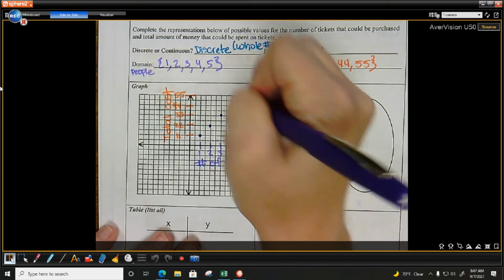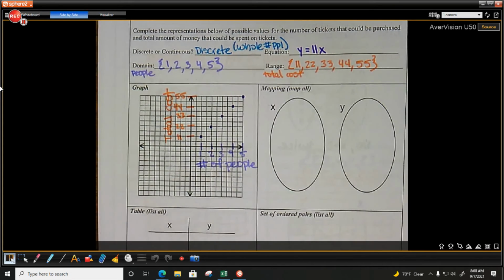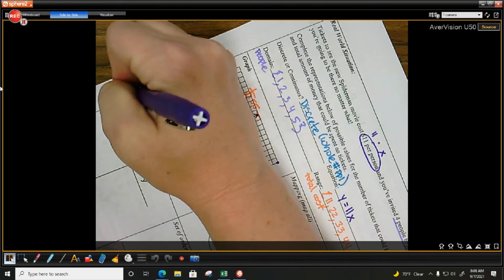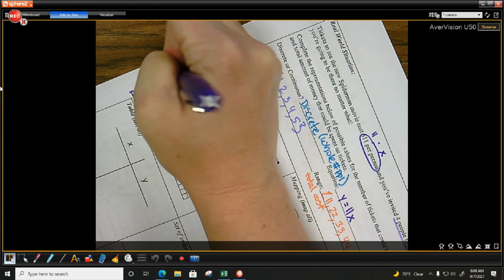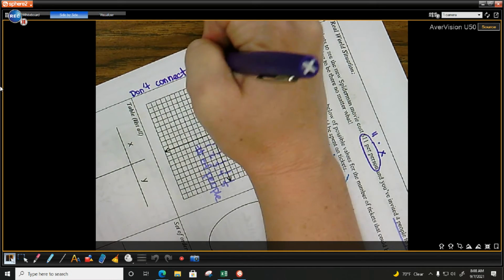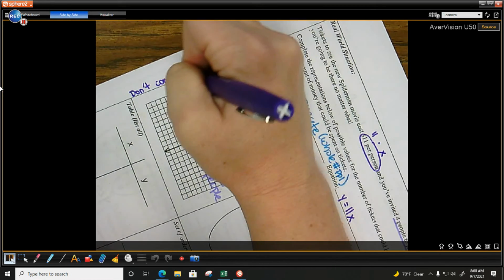Do I connect those dots, guys? Those make a really nice line. Should I connect them? No, because it's a discrete graph. It's discrete, so you don't connect. So let's write don't connect because it is discrete.